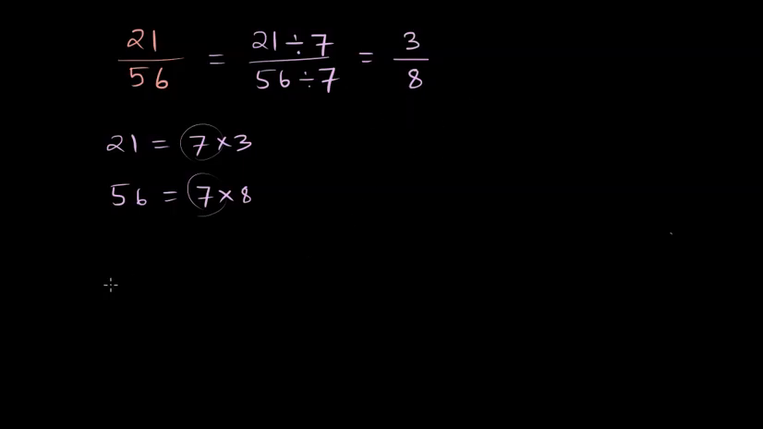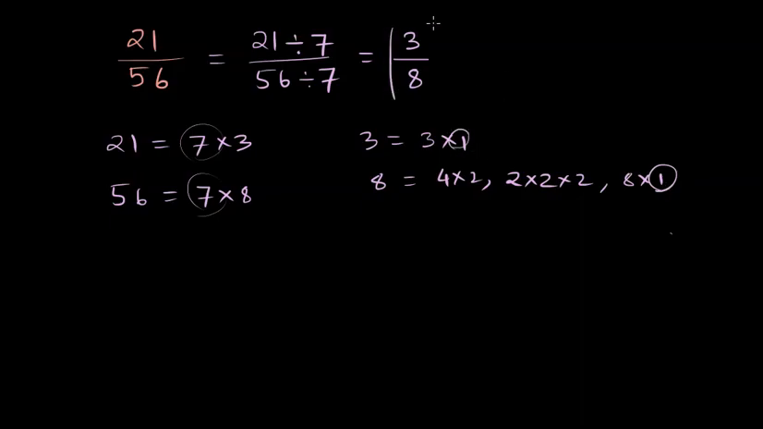Now if we write 8 again and see how we can write it, we can write it as 4 times 2 or 2 times 2 times 2, whatever. But there is no common factor now other than 1. 1 is the only common factor for 3 and 8, and now this is the simplest form we are looking for. Let's take one more quick example.